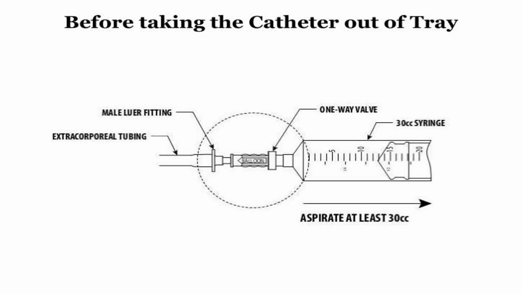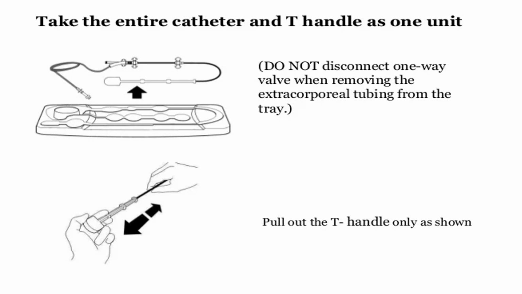First, before taking the catheter out of the tray, we have to aspirate at least 30 cc. Then take the entire catheter and T-handle as one unit. Do not disconnect the one-way valve when removing the extracorporeal tubing from the tray. The next step is to pull out the T-handle only, as shown.